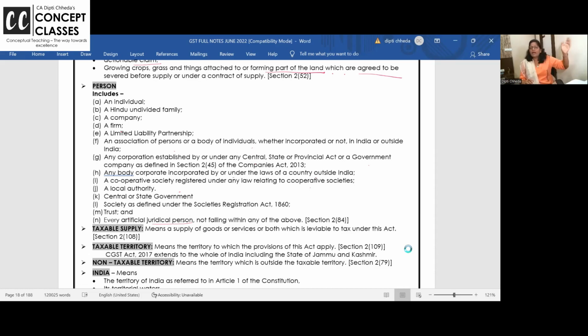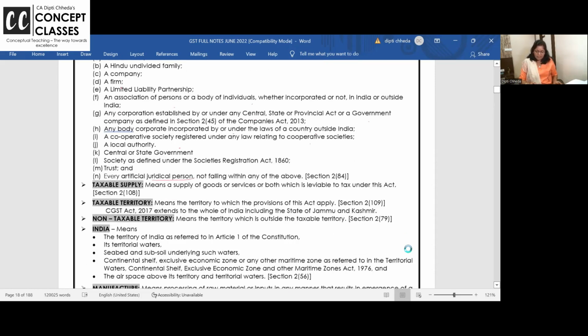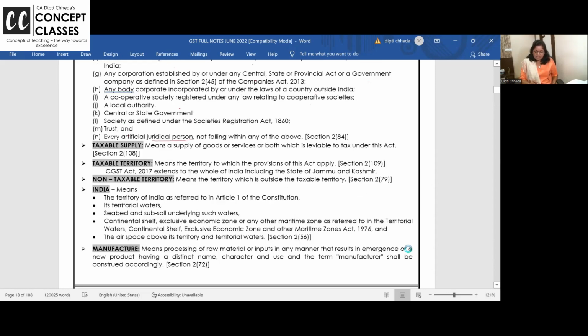You have to pay, apart from your yoga classes and all. So like this Patanjali and all the products and services and yoga classes, GST is very well charged, unless there are some exemptions, but otherwise. So the person definition is this. Now, supply should be taxable supply of goods or services which is leviable under the Act.